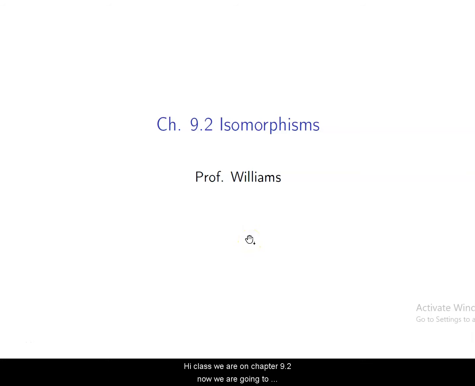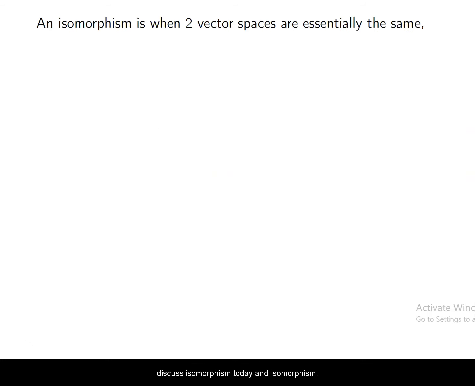Hi class, we are on chapter 9.2 now. We are going to discuss isomorphisms today. An isomorphism is when we have two different vector spaces that are essentially the same.